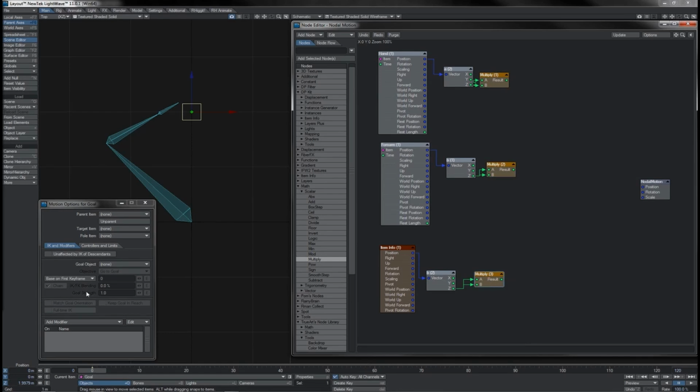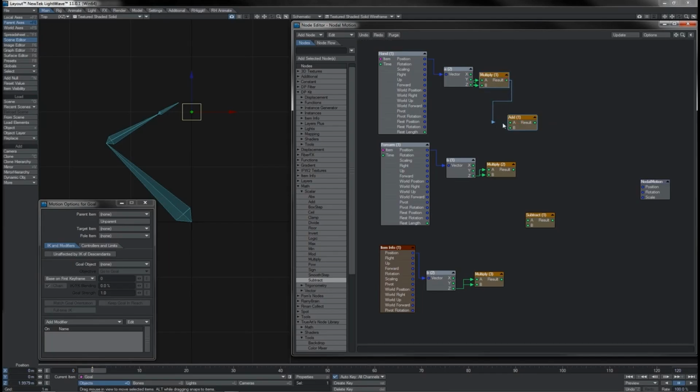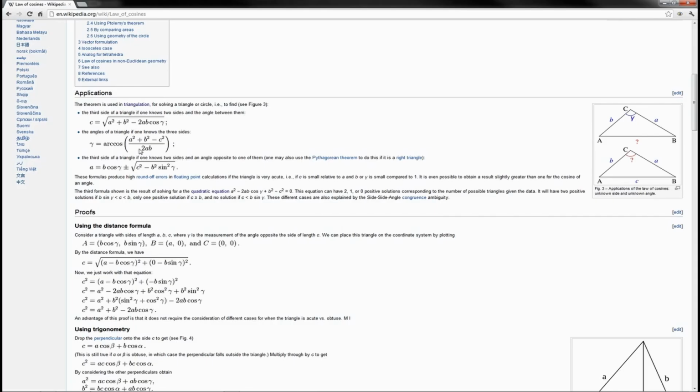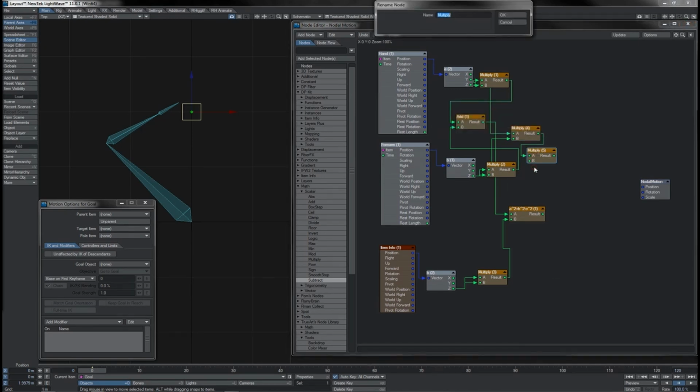What was the formula again? A squared plus B squared minus C squared divided by 2AB. So we take an add and a subtract, and that gives us A squared plus B squared minus C squared. Okay, super. So we can just give that a little name there to help us remember which bit it is. So that is then divided by 2AB. That's 2 times A times B. So another multiply. There's A times B here, and we want two of them. So another multiply node. We connect that into there, and of course multiply by 2. Little rename, that's our 2AB.